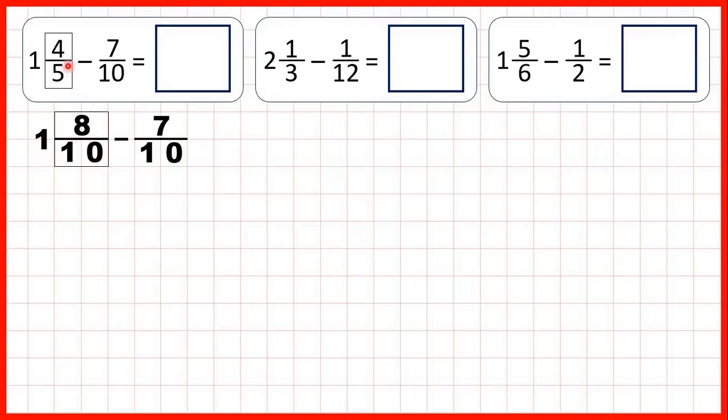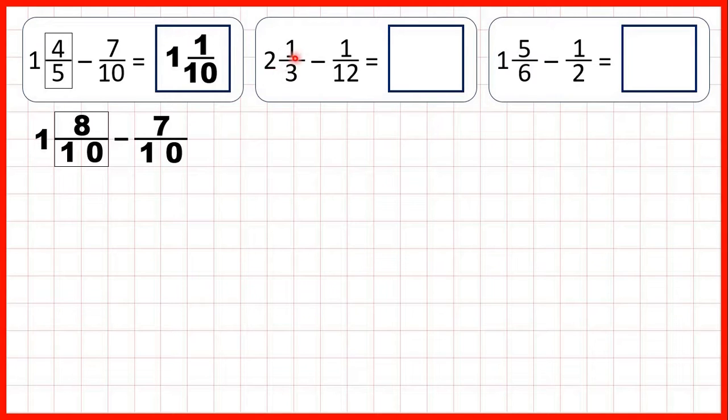8 tenths is equivalent to 4 fifths because to find equivalent fractions we use multiplication, and 5 times 2 is 10. What we do to the denominator we do to the numerator as well, and 4 times 2 is 8. So now we subtract the fraction first. 8 tenths minus 7 tenths is 1 tenth, and we have 1 whole, and we're not taking any whole numbers away, so we still have 1 whole in our answer, which is 1 and 1 tenth.